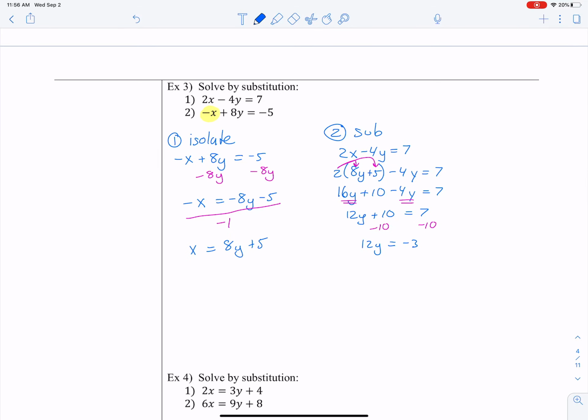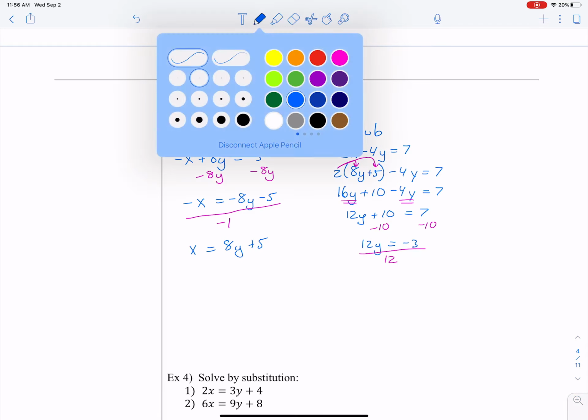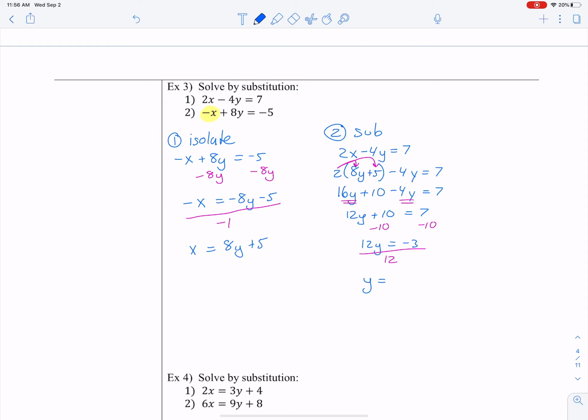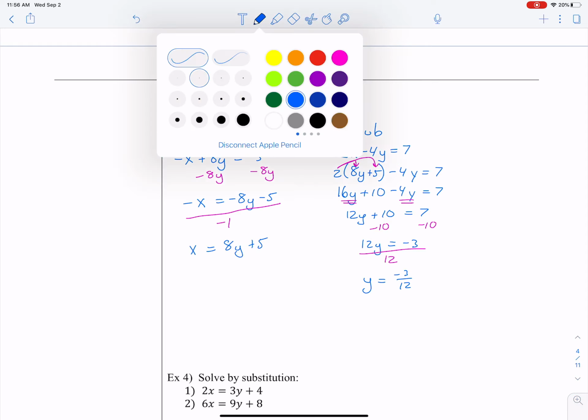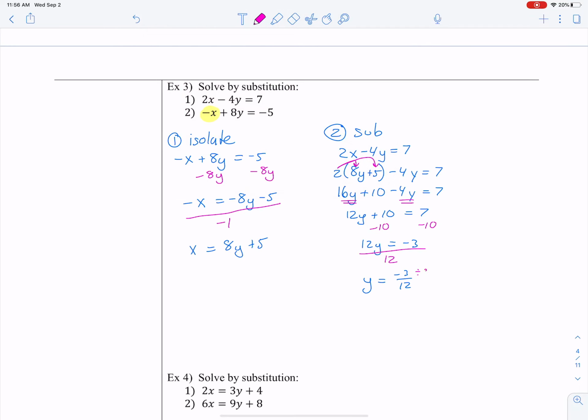And then I want to get rid of the 12 that's in front of my y, so I'm going to divide everything by 12. So I end up with y is equal to -3 over 12. And then I can simplify that fraction by dividing the top and bottom by 3. So I end up with y is equal to -1 over 4.